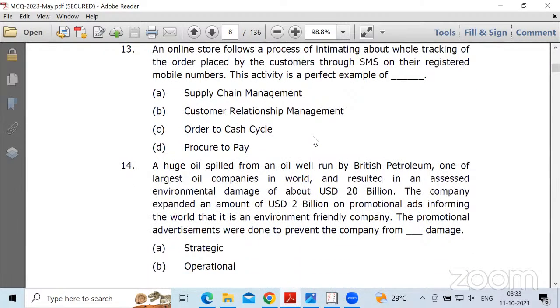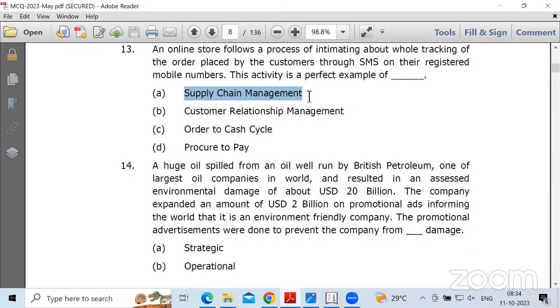An online store follows a process of intimating about the whole tracking of the order placed by the customers through SMS on their registered mobile numbers. The activity is a perfect example of SCM, CRM, order to cash, procure to pay. So SCM is supply chain management. Normally it starts from the placement of order until the delivery of the goods and also the payment of money. So you take a cycle like this. Suppose you order for a phone, mobile phone.